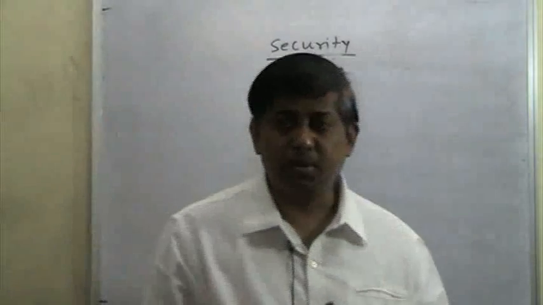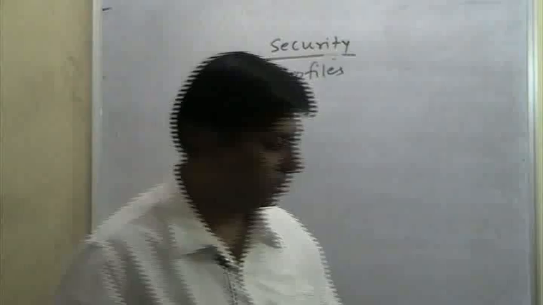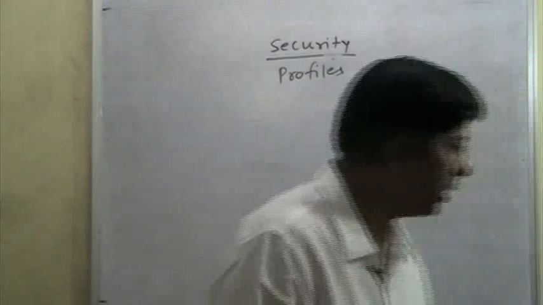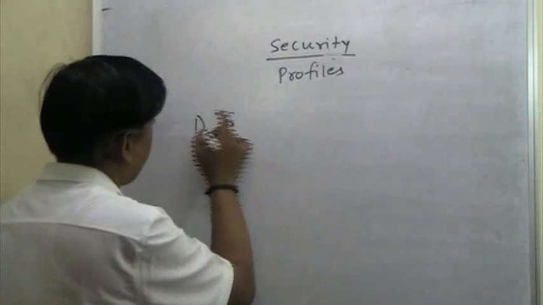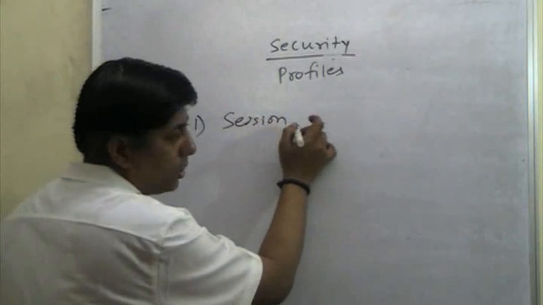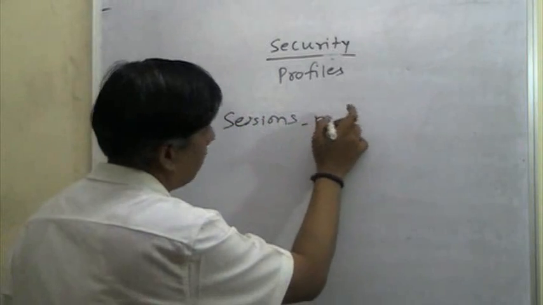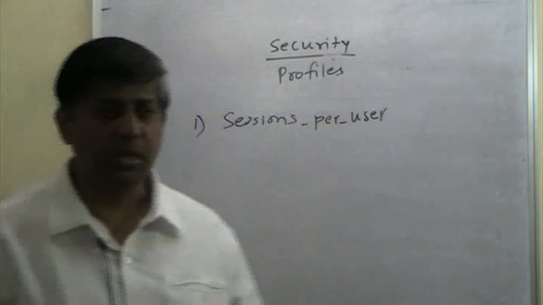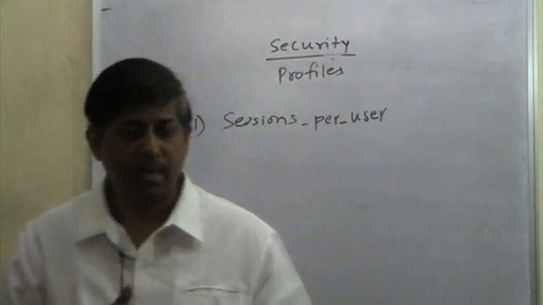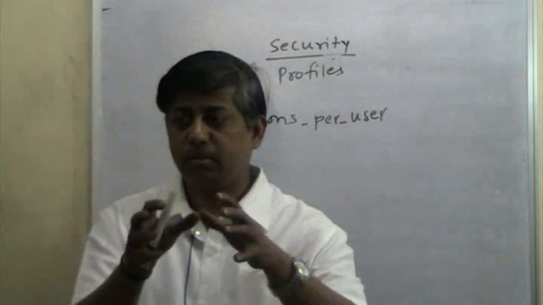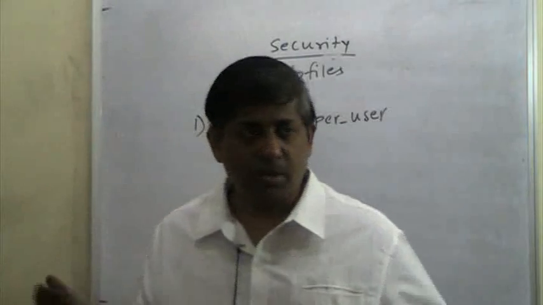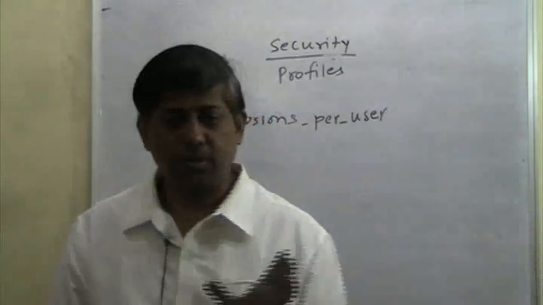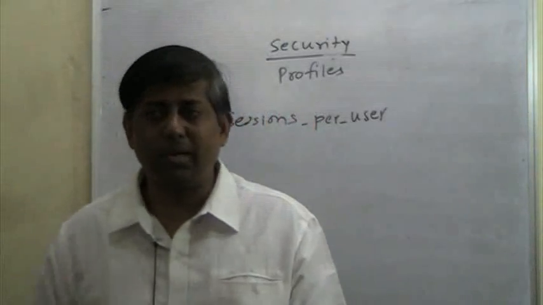So what are those attributes? Attributes related to a user. Those are very simple attributes. One is sessions per user. This is an attribute of a user. What does it mean? It means that you can log into the database. You are a user called Shekhar. You can log into a database multiple times, one through this window, another through this window, another through this window. You can log in 100 times.